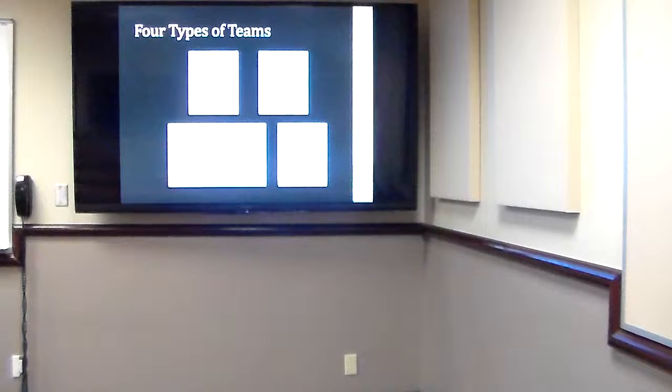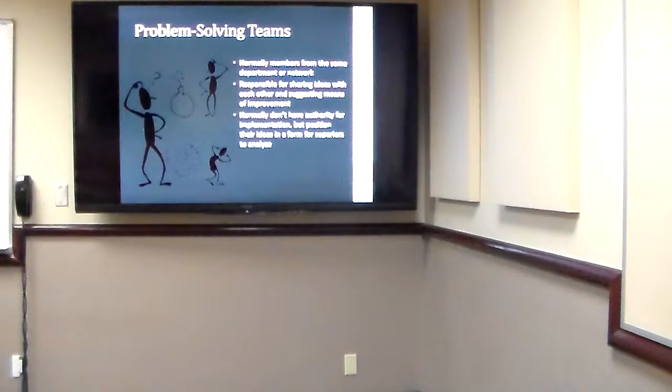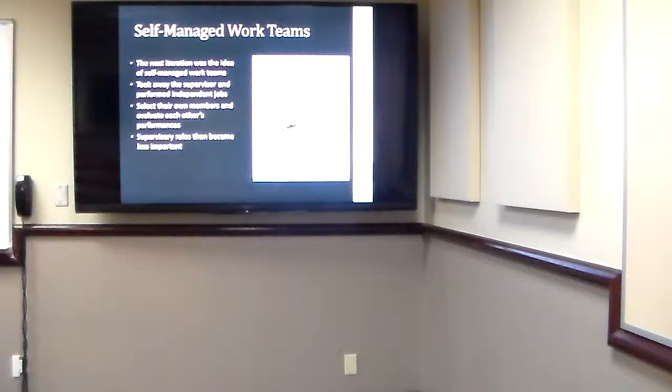So, 4 types of teams. We'll go over these very briefly. I think these are all self-explanatory. Your problem-solving teams, they get together just to try to accomplish a goal and accomplish a task. They share ideas with each other. They offer different ways that things can be done and accomplished. But ultimately, the decision still lies in the hand of the supervisor, of the building principal, of the superintendent. But they make a decision, and the supervisor gets to analyze it.